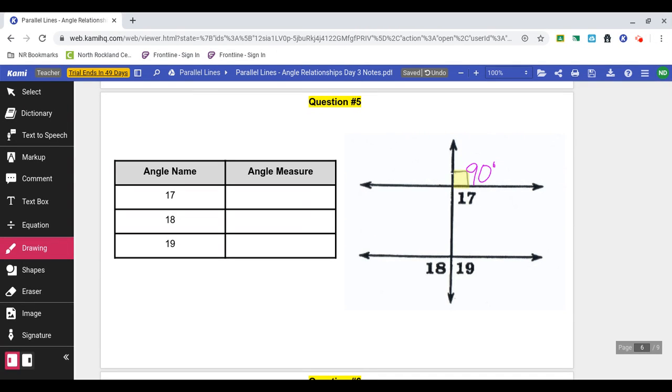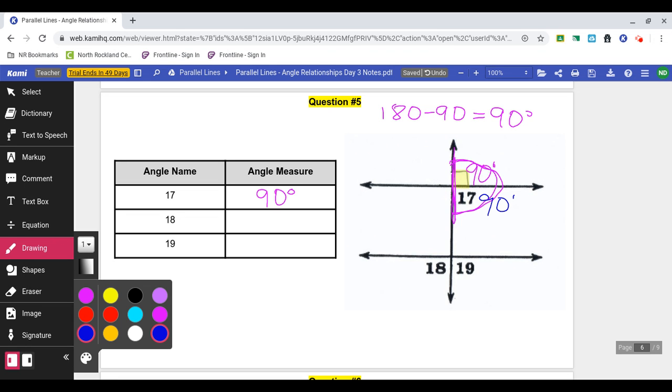Well, these 2 angles together are supplementary. They're right next to each other and they're on this straight line, which is our transversal. So together they have to equal 180 degrees. So 180 minus 90 is simply 90 degrees. So I know angle 17 has to be equal to 90 degrees. Okay, so I now know this is going to be equal to 90. Since angle 17 is equal to 90, this is also going to be equal to 90, and this is going to be equal to 90 because they're all supplementary angles.